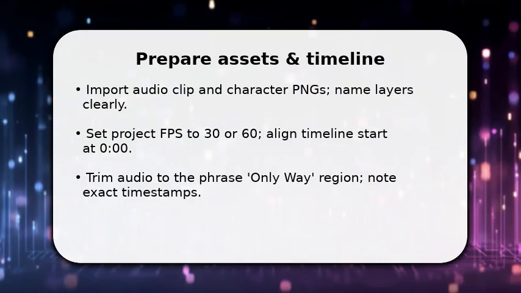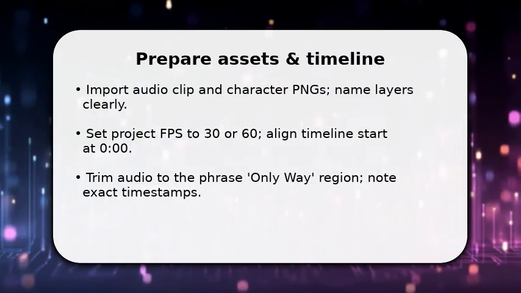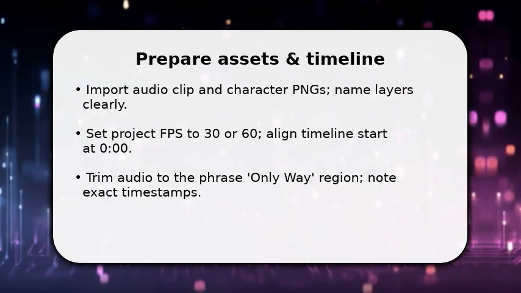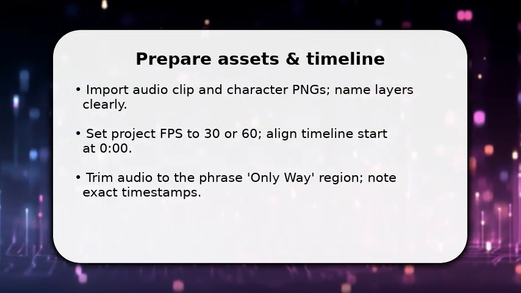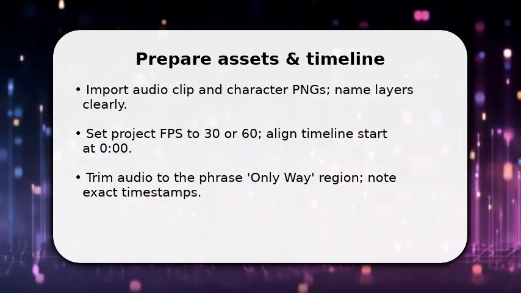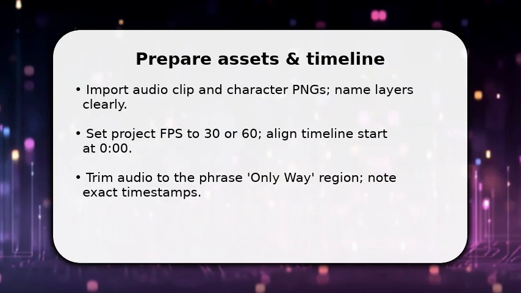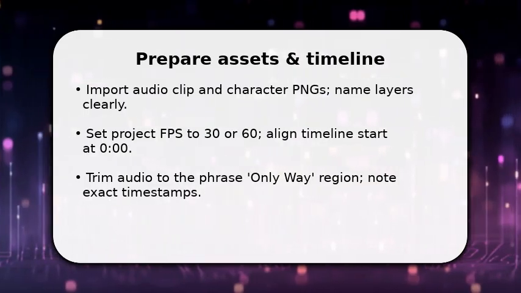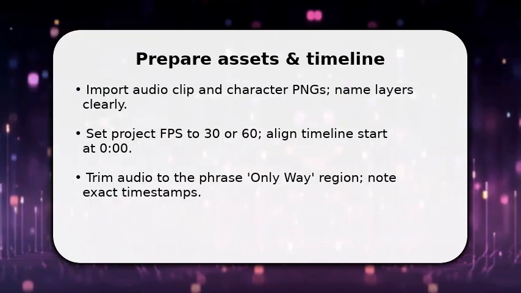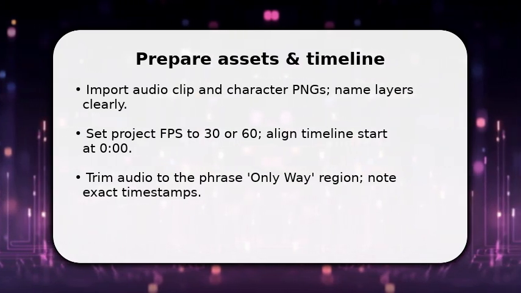You start by importing your audio and gacha character PNGs. Organize layers so you can find mouth, head, and body quickly. Once done, set project FPS to 30 or 60 to keep motion smooth and align the timeline start at 0 so timing is exact. Trim the audio to the only way phrase and write down the start/end timestamps. This helps you keyframe mouth positions precisely. Make sure to lock unused layers so you don't accidentally shift clips while syncing.